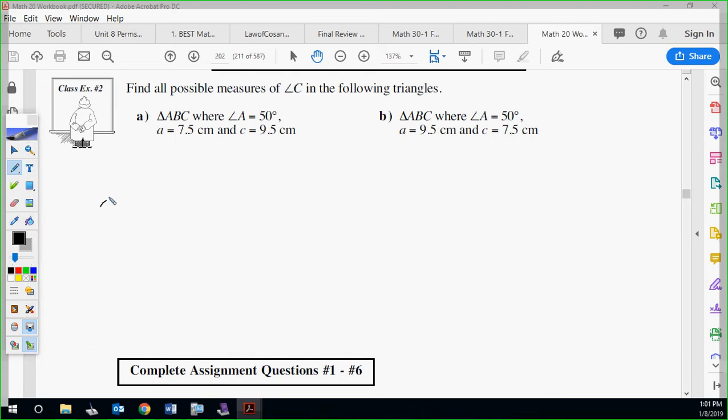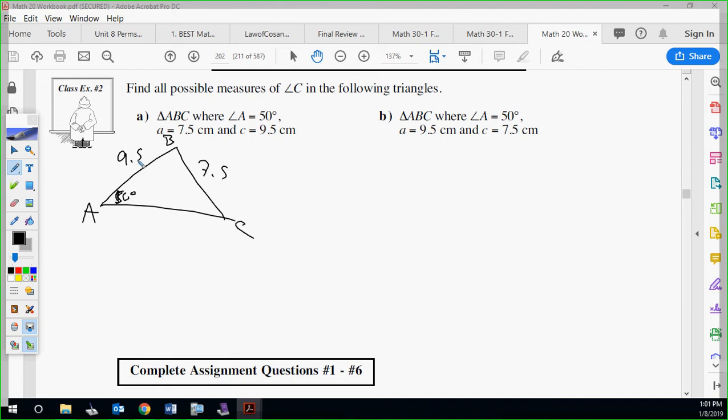So again, I'm just going to draw this roughly. We'll do an ABC. Angle A is 50. Side A is 7.5, and side C is 9.5. So the angle I have makes a smaller side than the adjacent. So what's that mean? Right, it means not 1.